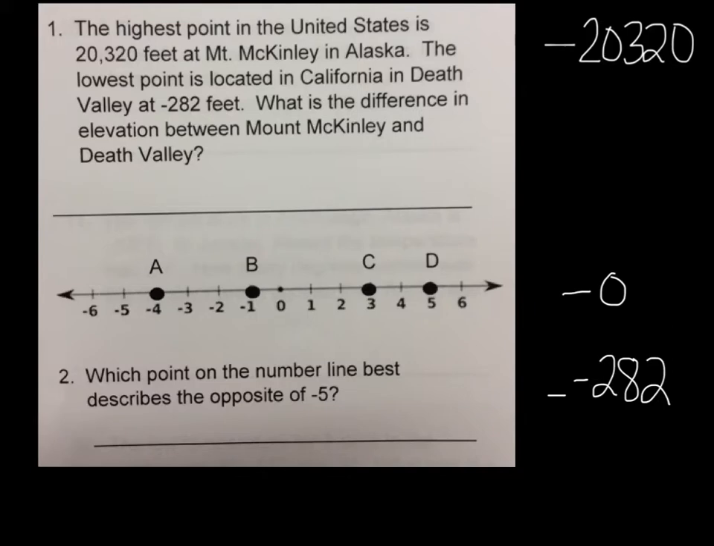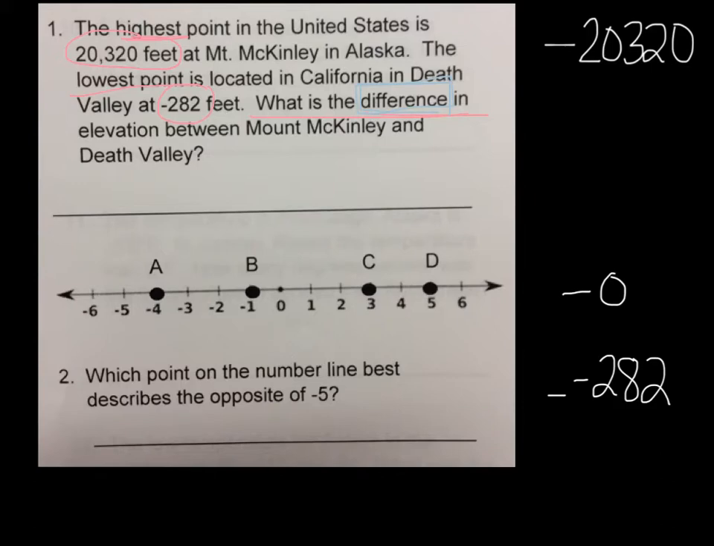For your integers test. So, number one, the highest point in the United States is 20,320 feet. That's the highest point. The lowest point is located in California, and that is at negative 282 feet. What is the difference? So if I'm underlining my question and I'm boxing my clues, then I need to make sure that I understand that difference is that key word that's telling me what to do. And difference, of course, means subtract.